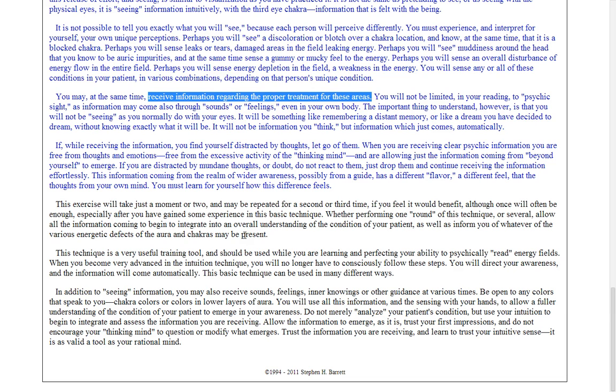Whether performing one round of this technique or several, allow all the information coming to begin to integrate and form together like a puzzle and form a picture into an overall understanding of the condition of your patient. And let it inform you of whatever of the various energetic defects of the aura and chakras may be present, so you can know what to heal.